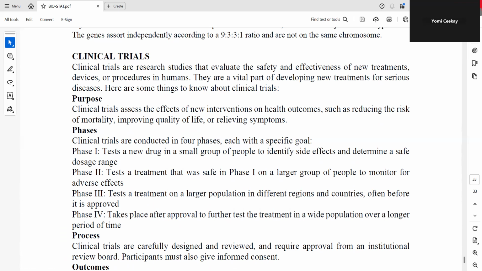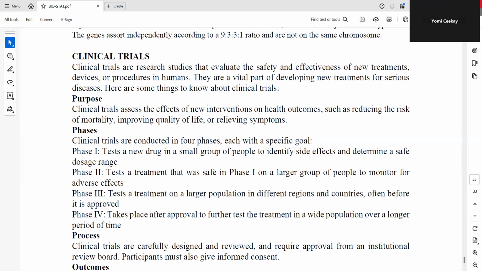The second phase is to test a treatment that was safe in phase 1 on a larger group of people to monitor for adverse effects. After doing the first one, the second takes you to a larger group of people to monitor effects. Everybody has their own body system, so you see how many reactions there are. If reactions are high, then we can retrieve the drug from the larger populace.